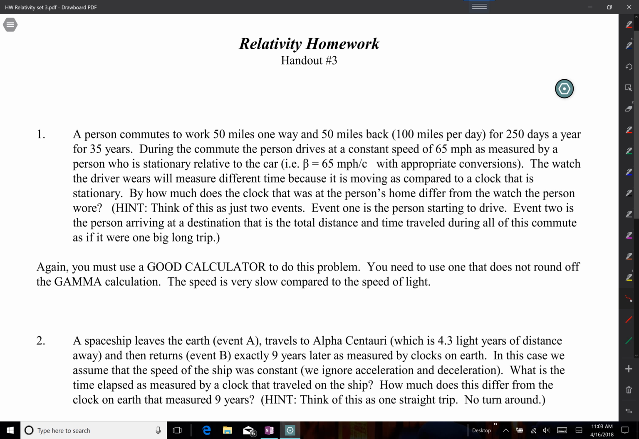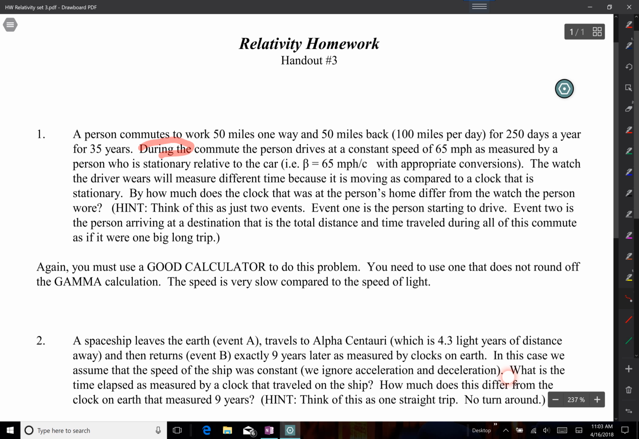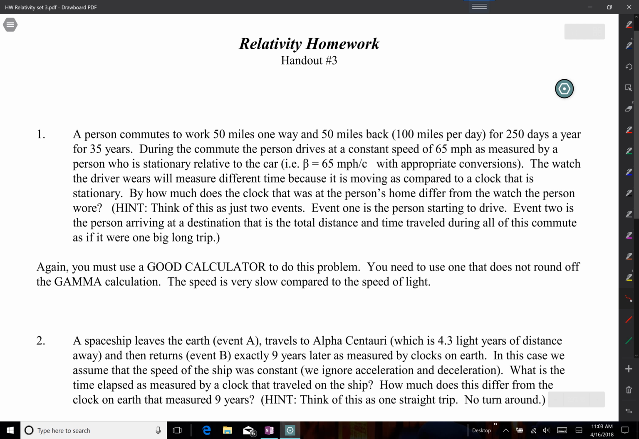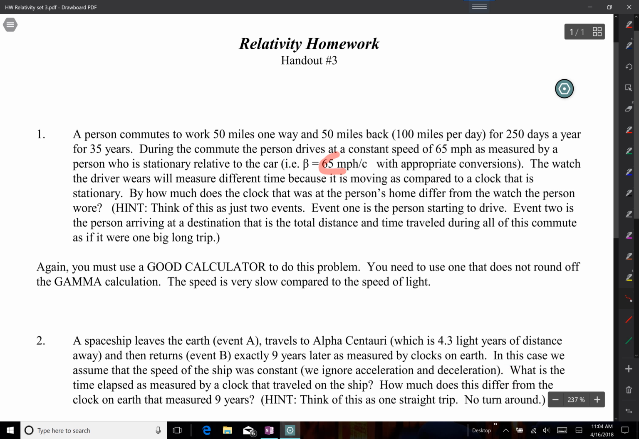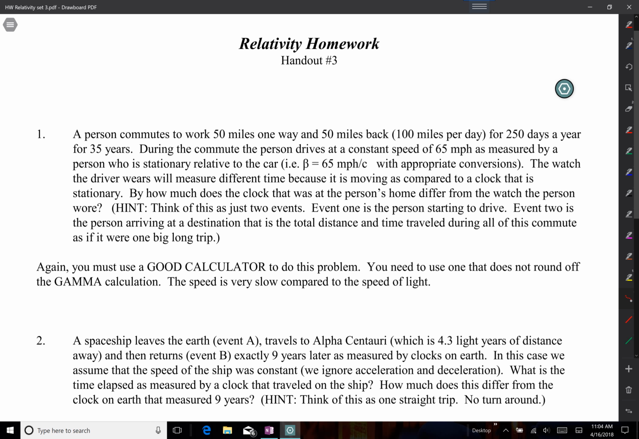That means the beta, the person in the car, is also going to make a measurement. And so their velocity is 65 miles per hour, but you have to make it dimensionless because beta is dimensionless, so you have to divide by c. So you need to convert the 65 miles per hour to meters per second and then divide by c to get the beta, and this is going to give us a small beta.